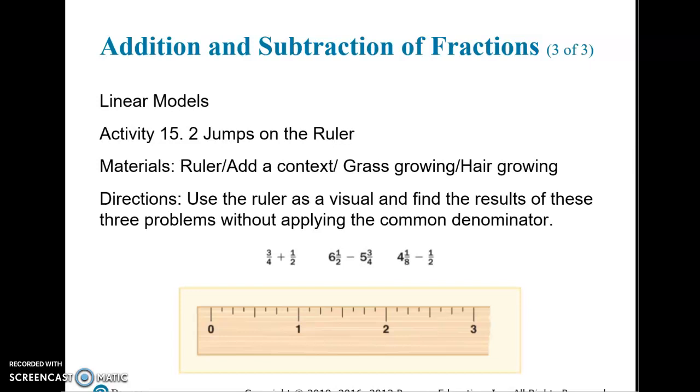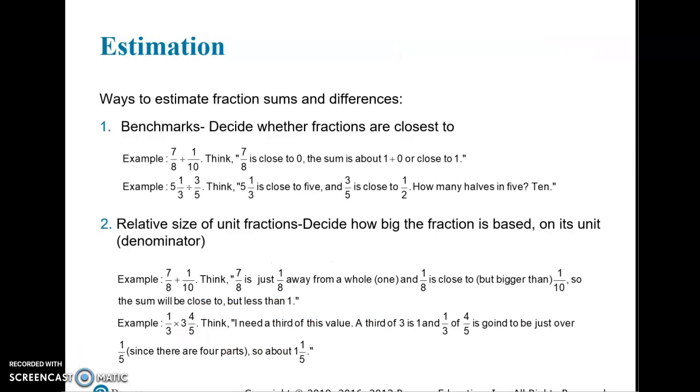In the first problem, students might use 1 as a benchmark, then count up 1/4 to get a whole, and then another fourth to have 1 1/4. Or they could use a half from the 3/4 to equal a whole, and then add up 1/4. One way to estimate is benchmarks. Decide whether the fractions are closest to 0, half, or 1, or to 3, 3.5, or 4. For mixed numbers, choose the closest whole number or half. After making the determination for each fraction, mentally add or subtract.